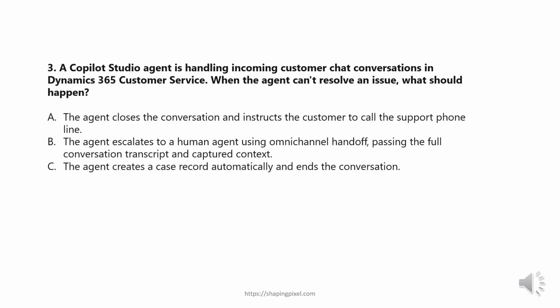A Copilot Studio agent is handling incoming customer chat conversations in Dynamics 365 customer service. When the agent can't resolve an issue, what should happen? The agent closes the conversation and instructs the customer to call the support phone line. The agent escalates to a human agent using omnichannel handoff, passing the full conversation transcript and captured context. The agent creates a case record automatically and ends the conversation. Correct answers is option B.